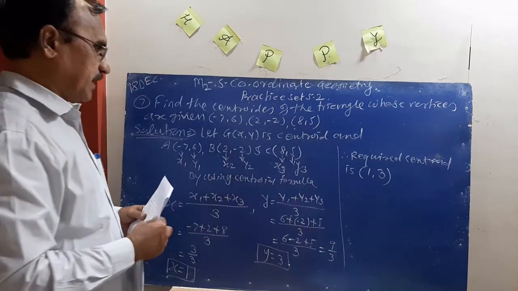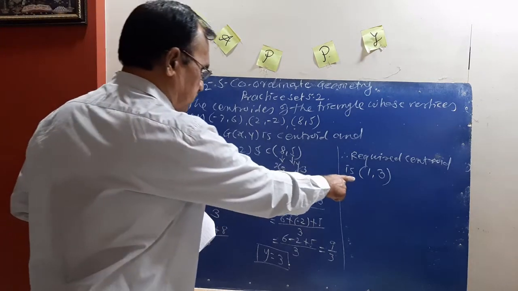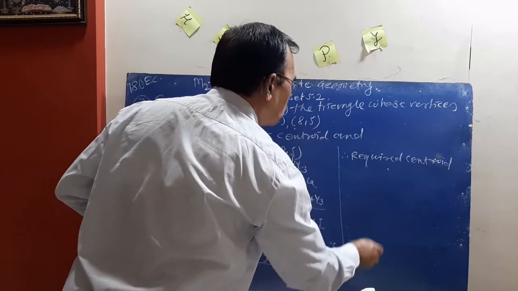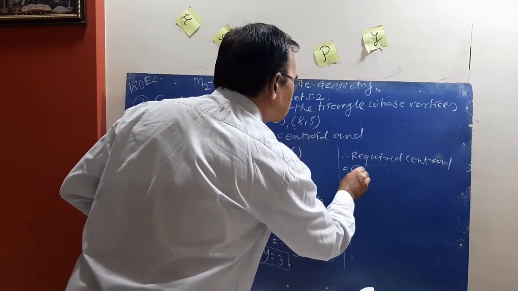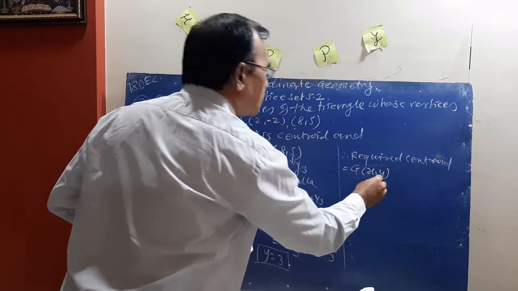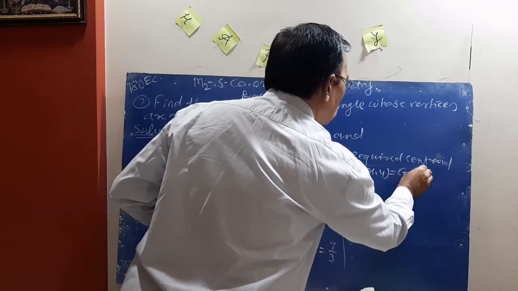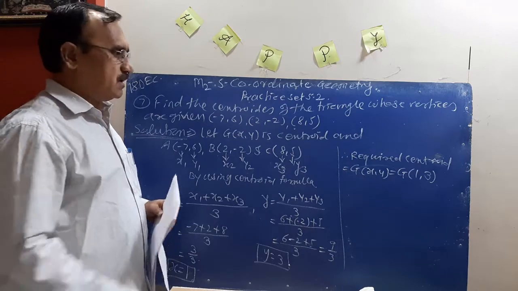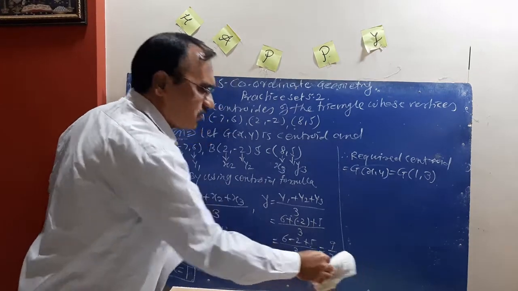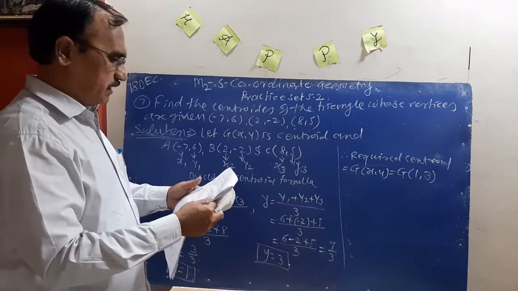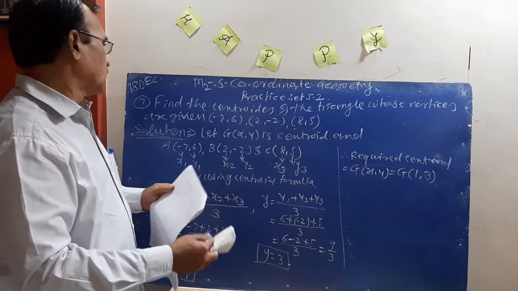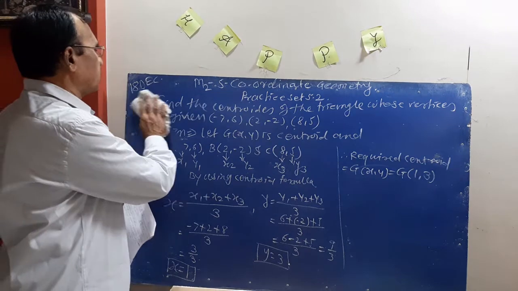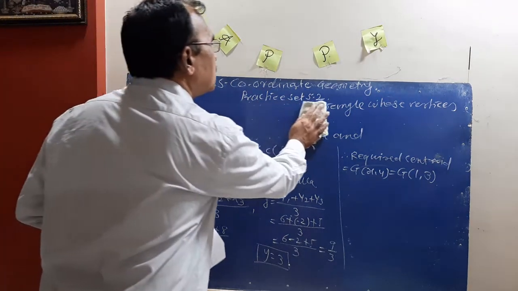Let G(x, y), the answer of G(x, y) is (1, 3). We can write in this manner also: G is equal to (1, 3). This is our final answer. So many easy examples are based on this simple formula, and that's why you can solve yourself also. Read and write carefully. And again we are going to see the next example, that is example number 9.